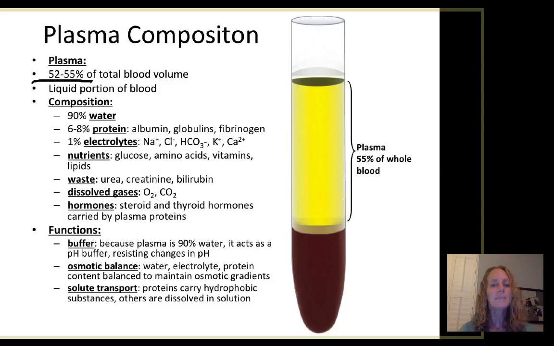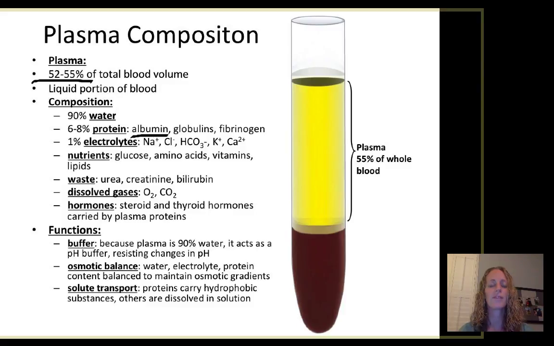So blood plasma is about 90% water, about 6 to 8% protein. We've already talked about the importance of albumin protein. There are also globulins, fibrinogen, and a small percentage of other proteins. It's about 1% electrolytes. There's also nutrients like glucose, amino acids. There's vitamins and lipids. There's waste, dissolved gases, and hormones.